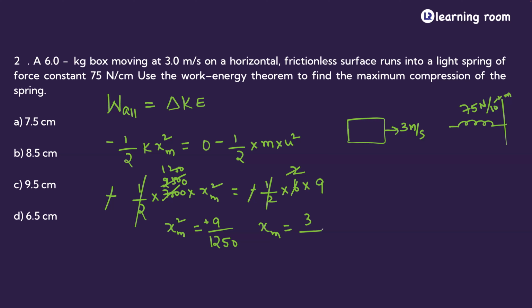Suppose it had been only 75 Newton per meter, what would have been the answer? 3 by something, that should be less than 1 also. So I think it is 75. There could have been a printing mistake also. Suppose we take it as 75 Newton per meter, tell me what the answer will be. Then also it is less than 1. But none of the answers are matching, no? Okay. Let's assume that xm is equal to square root of 9 divided by 1250 itself.